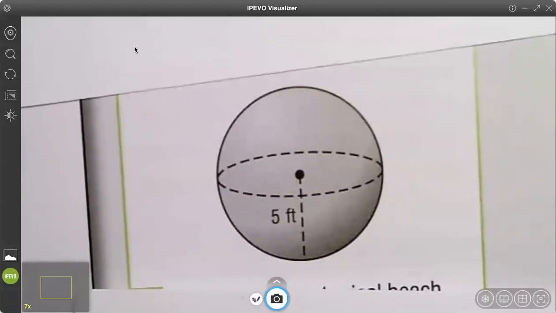So let's do one together. Here's a picture of a sphere. It has a radius of 5. That's the only information we need from this. It has a radius of 5. Now I'm ready to plug into my formula.